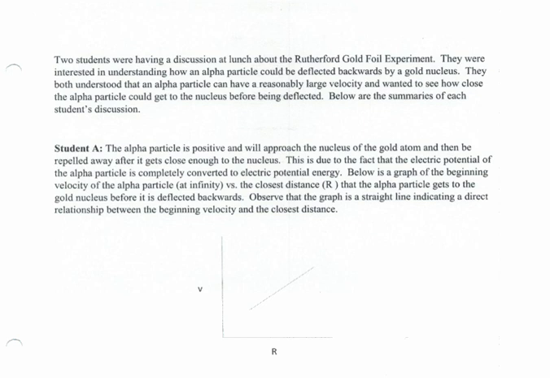Below is a graph of the beginning velocity of the alpha particle at infinity versus the closest distance r that the alpha particle gets before being deflected. Observe the graph as a straight line indicating a direct relationship between the beginning velocity and the closest distance. And you can see what that graph looks like right there. All right, let's see what madness Student 2 has.